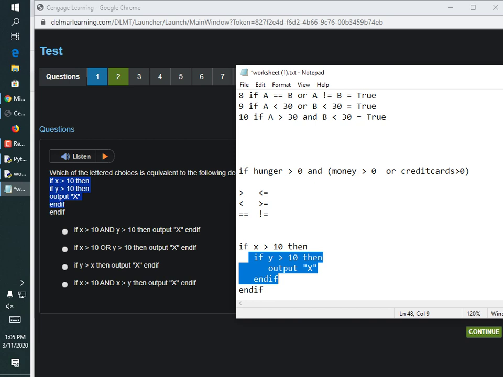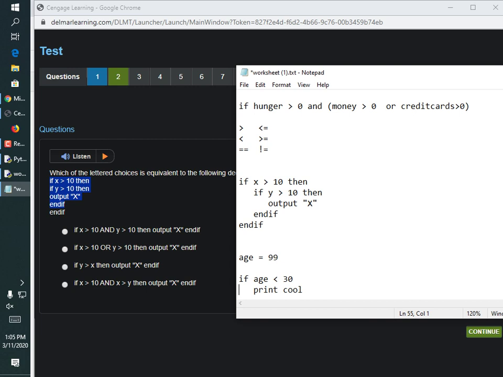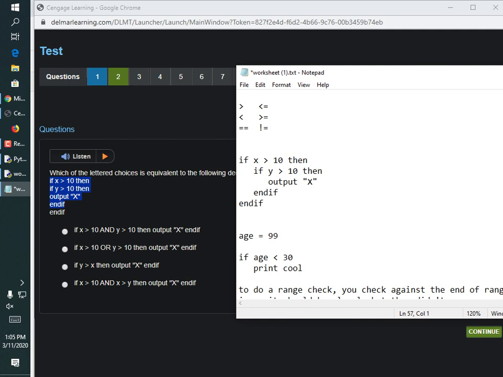Nobody's paying attention. You know how statements work. If I do this, if age is less than 30, print cool. And if I set age here equal to 99, is it going to print cool? Nah, okay, right. So, if this is not true, if x is not greater than 10, it's not going to even get here. So both of these have to be true for it to get there.